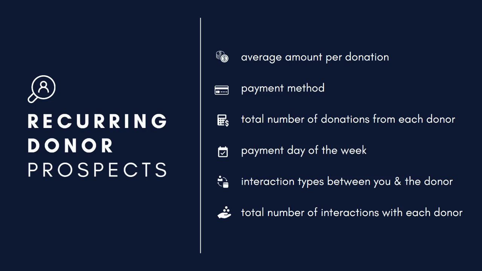The top indicators for someone becoming a recurring donor are average donation amount, payment method, the number of donations from each donor, payment day of the week, interaction types between your organization and the donor, as well as the total number of interactions with each donor. Keep in mind that when your data is entered into KIT, the models run on your unique data. So we'll be looking at behavioral patterns amongst your existing recurring donors to determine indicators. Your indicators might reflect some of the indicators you see here, or you might have a few different indicators.